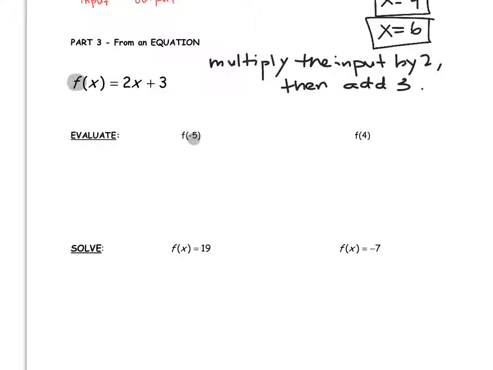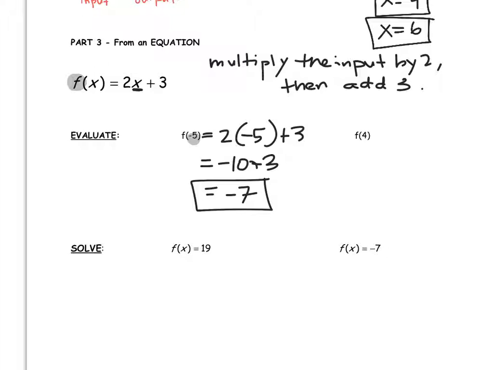This says f of negative 5, which means the input is negative 5, and I have to find the output. To do that, all that I do is plug in negative 5 into my equation: 2 times negative 5 plus 3. 2 times negative 5 is negative 10, plus 3, and that means my answer is negative 7. The next one, f of 4. All right, 4 is my input. I'm going to plug in 4: 2 times my input, which is 4, plus 3. I get 8 plus 3, which is 11.